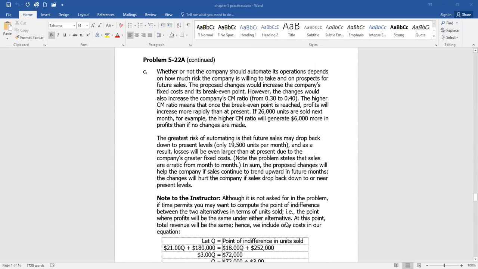And then finally in part C, would you recommend that the company automate its operations? So whether or not the company should automate its operations depends on how much risk the company is willing to take on and prospects for future sales. The proposed changes would increase the company's fixed costs and its break-even point. However, the changes would also increase the company's contribution margin ratio. The higher CM ratio means that once the break-even point is reached, profits will increase more rapidly. Okay, and you could read through the rest of that.